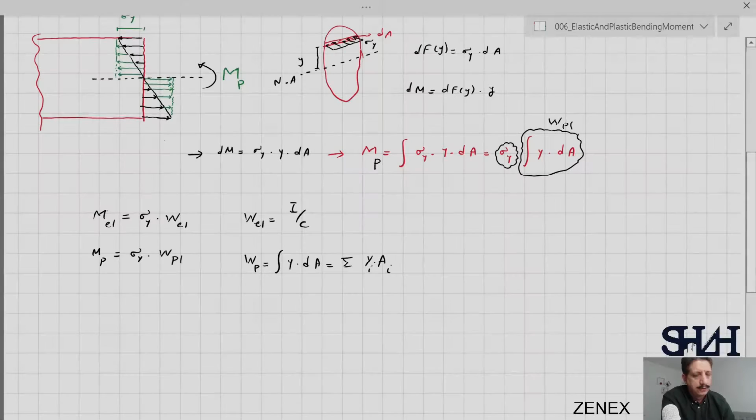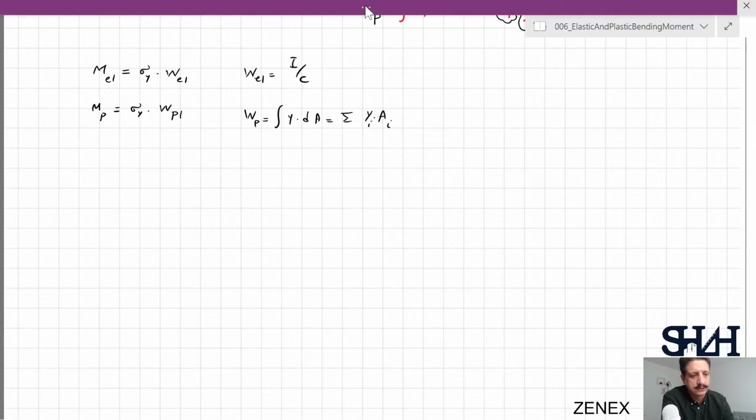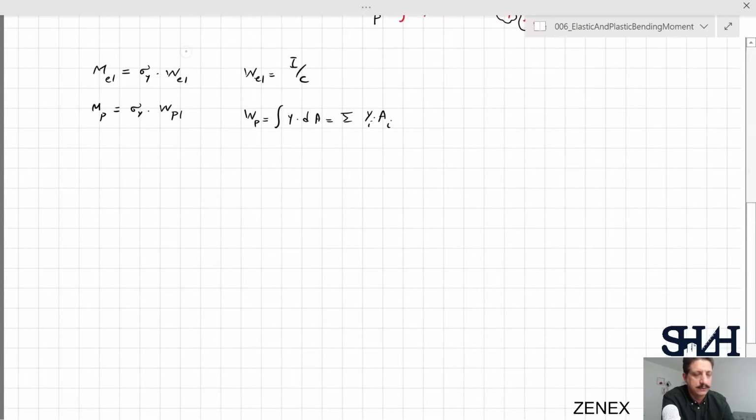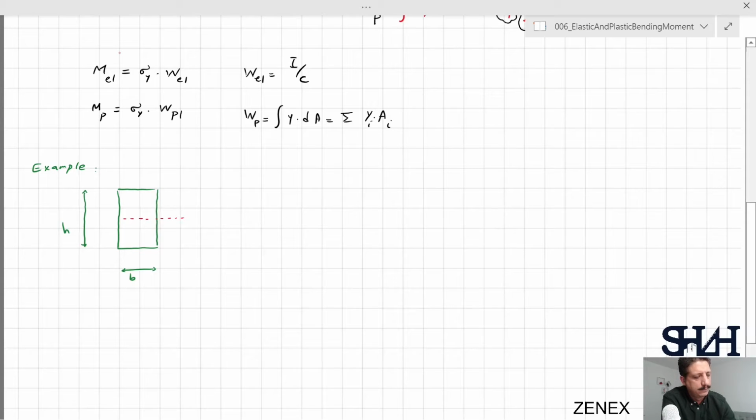To have a better understanding, we go through the calculation of these two for one section, which is rectangle, and then we go through the other example. If we have a rectangle cross section with the width of B and height of H, so we know that the neutral axis is in the center. Moment of inertia is BH^3 divided by 12, and the furthest distance from the neutral axis in both sides is H divided by 2.